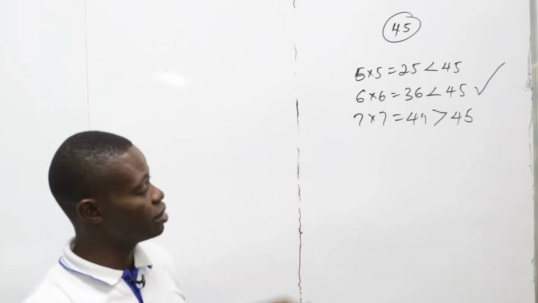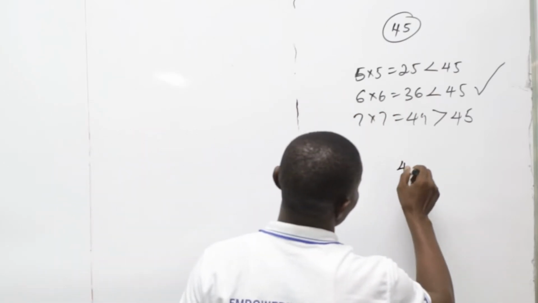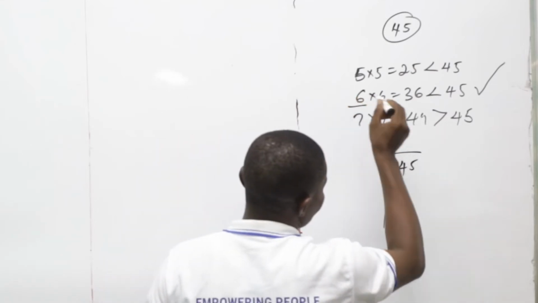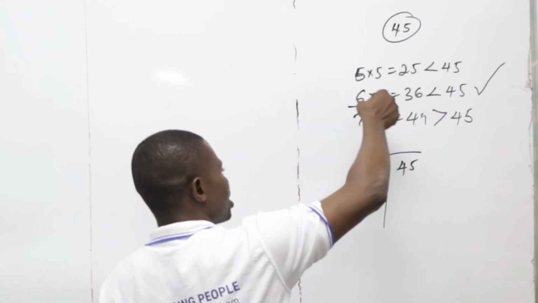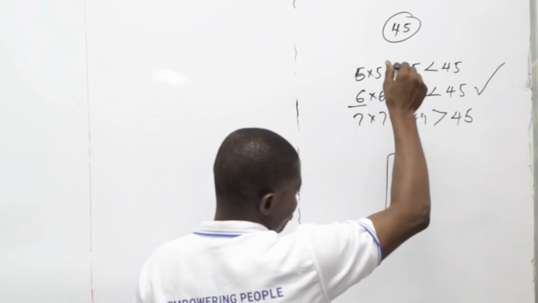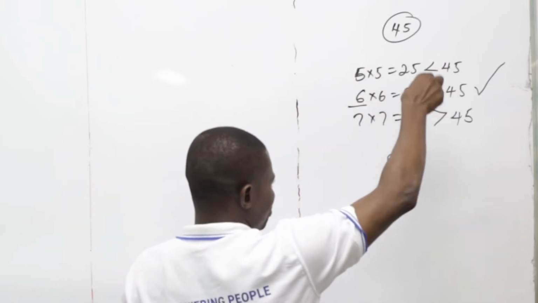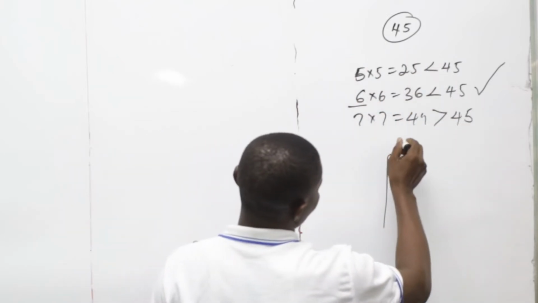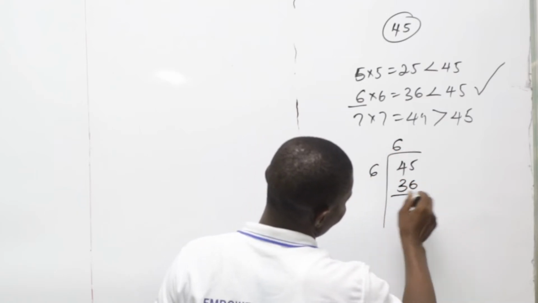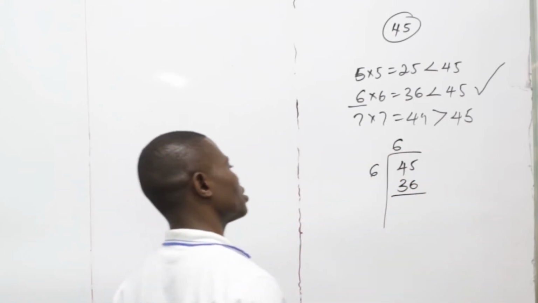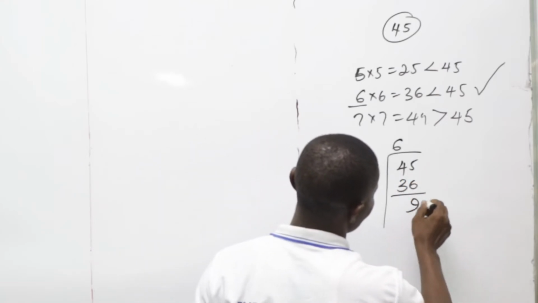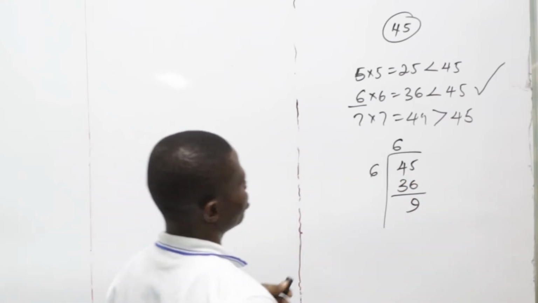6 times 6. So you write 45. We want to take the square root now. The first number here is 6 because by multiplication it is 6 that gave 36, which was less than or close to 45. You write 6. Bring down 6. 6 times 6 is 36. You subtract. This is 15. 15 minus this is 9.